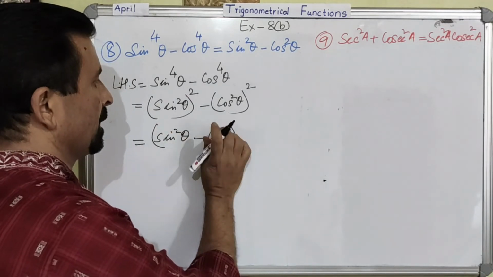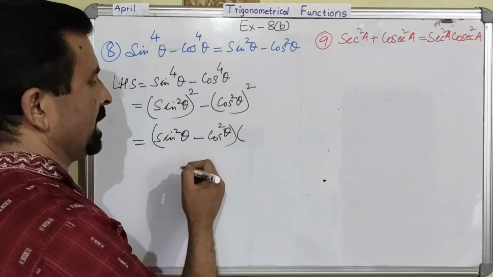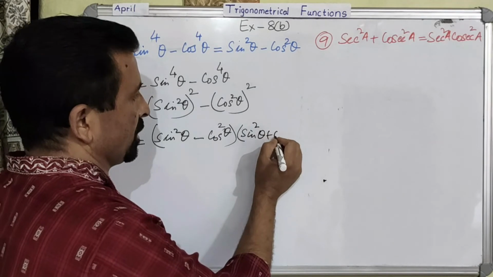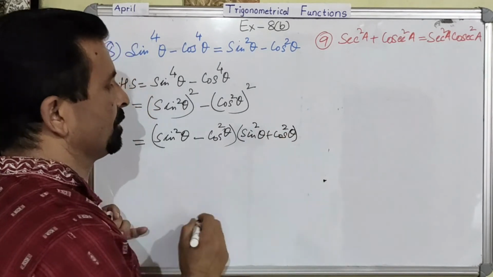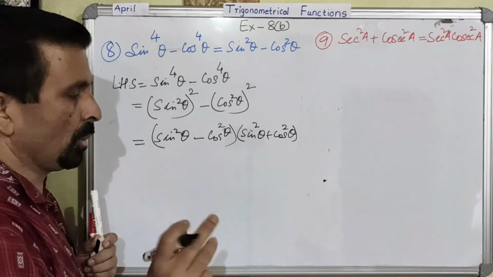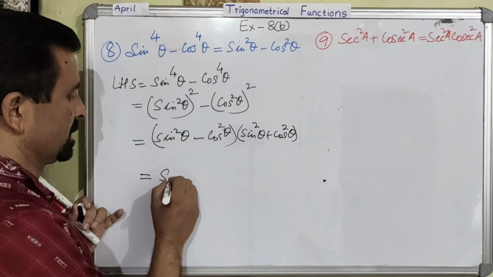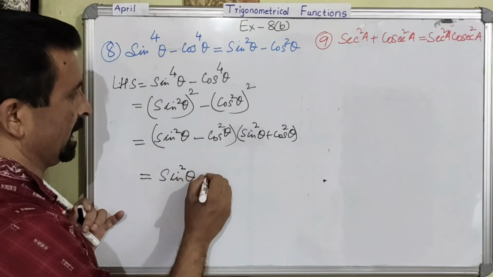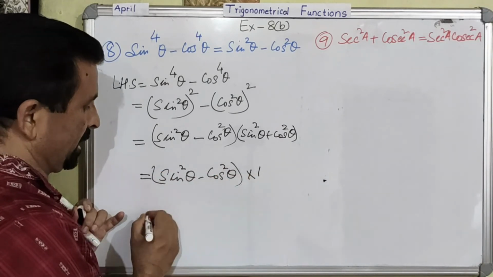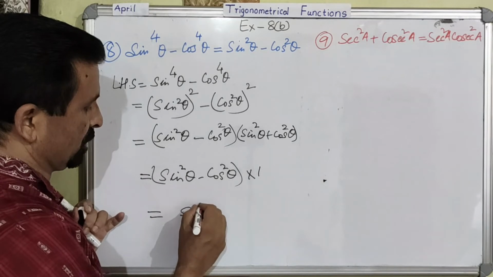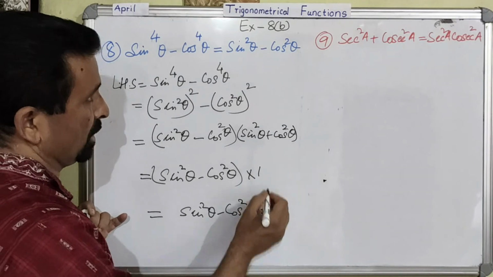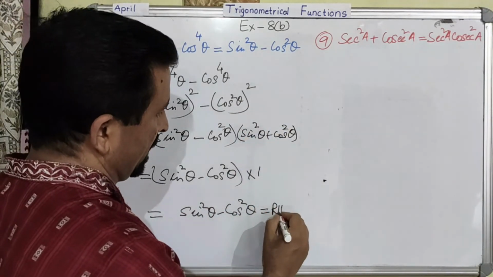Right? And then another bracket will be a plus b. So a is sine square theta plus cos square theta. Now you know that there is a trigonometrical identity for sine square theta plus cos square theta, and this is equal to 1. Therefore, we can write this result as sine square theta minus cos square theta, and this into 1, and therefore your final answer is sine square theta minus cos square theta, and this is equal to your right hand side, RHS.